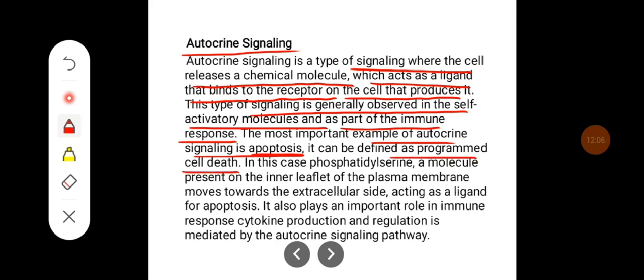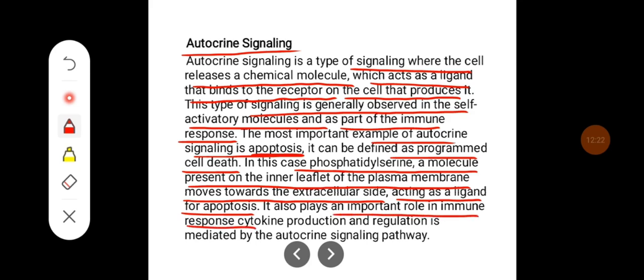In this case, phosphatidylserine, a molecule present on the inner leaflet of the plasma membrane, moves towards the extracellular side, acting as a ligand for apoptosis. It also plays an important role in the immune response. Cytokine production and regulation is mediated by the autocrine signaling pathway.